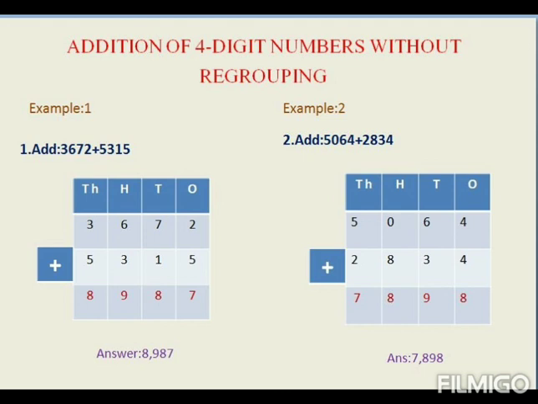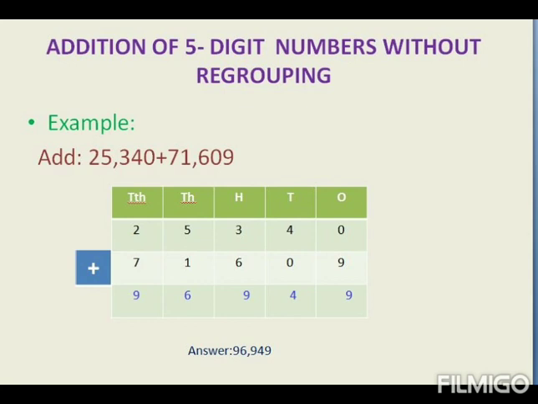Here is another example for you. Add 5064 and 2834. Add and check the answer, children. You do by yourself. Okay. Children, now we are going to learn about addition of 5-digit numbers without regrouping. Here let us consider an example.